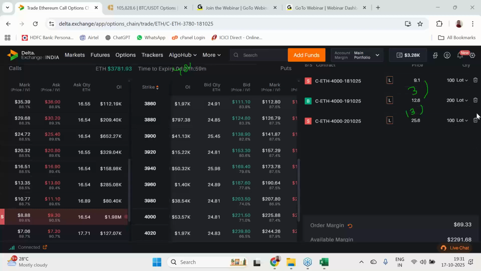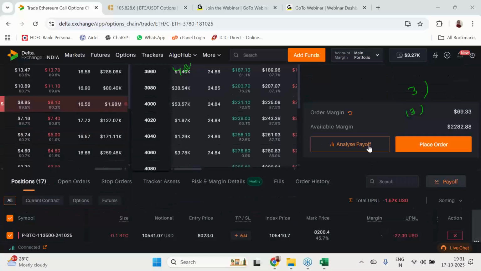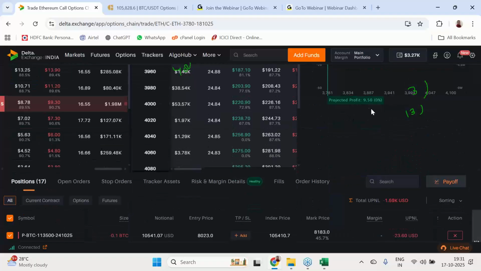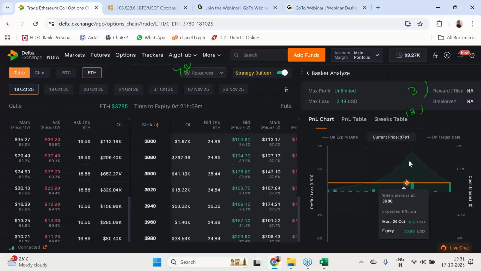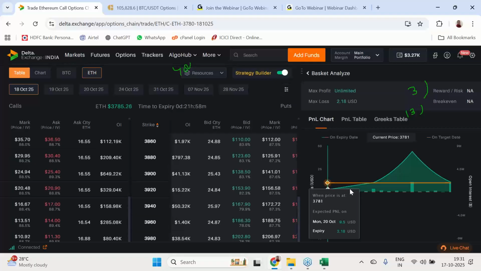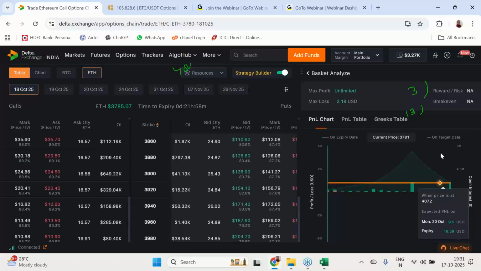$13 you are getting. So this is what the position is. If you take it at 69, and if you go back here, analyze the payoff. So maximum you can say projected profit $9. So $9 if it is coming to the 4,000 zone. If it doesn't come slightly near to that, your profit will slightly increase. However, if it is maintained below the current level, you are still making $2. $2 you will still make the profit here.